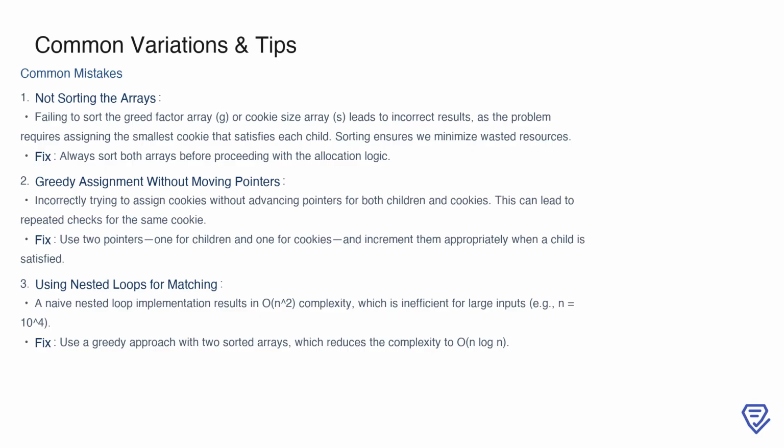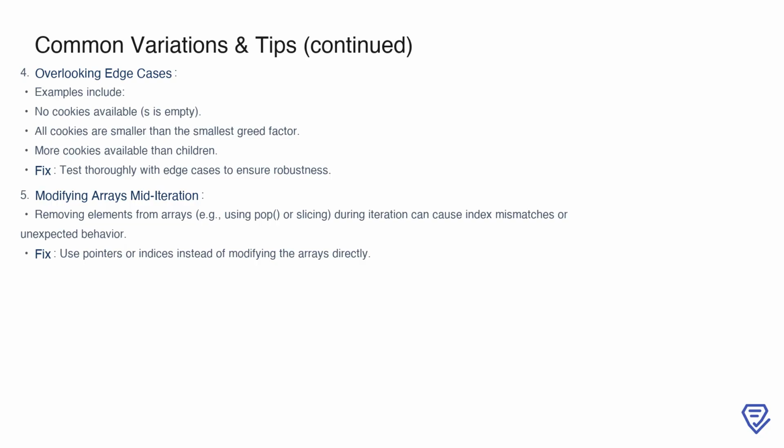Lastly, some may attempt to match cookies to children using nested loops. While this approach may seem intuitive, it results in O(n squared) complexity, which is impractical for large inputs. Instead, leveraging a greedy approach with two sorted arrays brings the complexity down to O(n log n), making it much more efficient. Now, let's consider some additional pitfalls to watch out for.